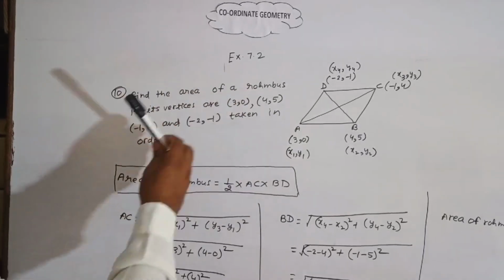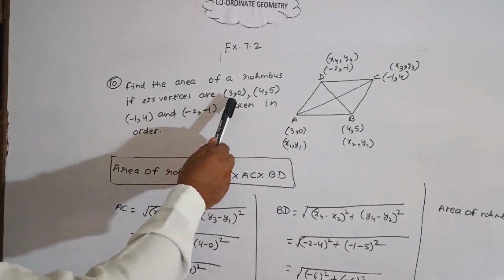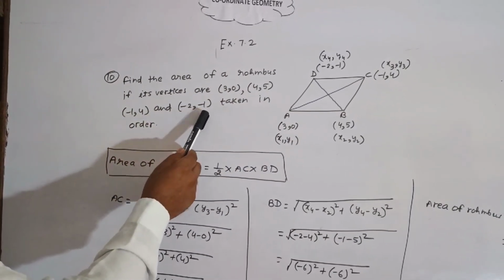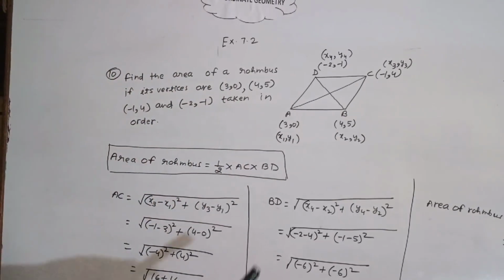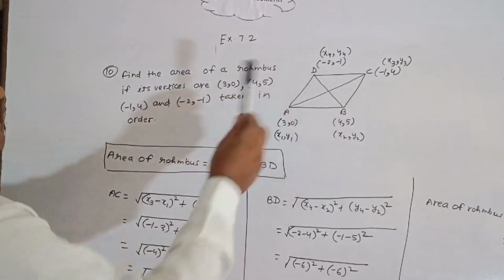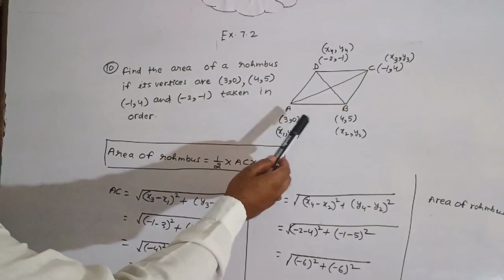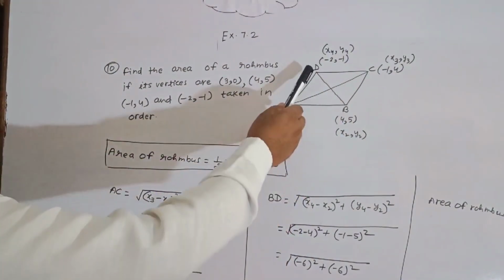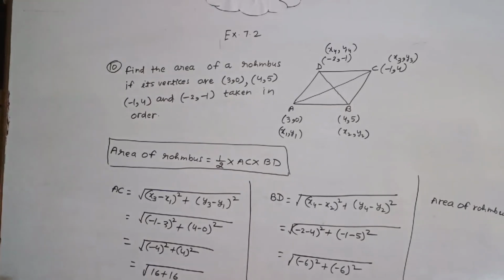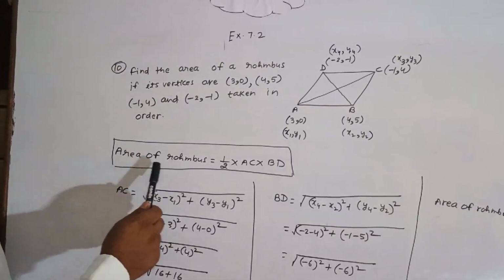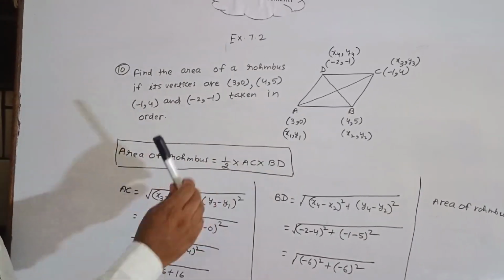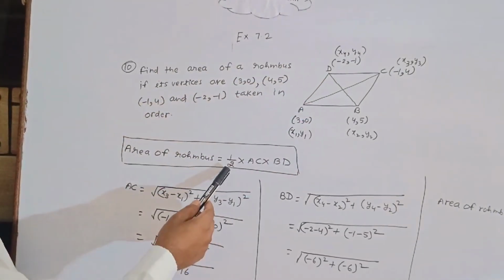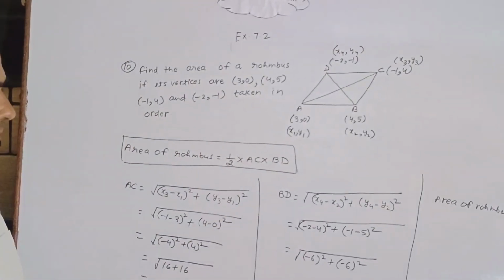Find the area of a rhombus if its vertices are 3 comma 0, 4 comma 5, minus 1 comma 4 and minus 2 comma minus 1 taken in order. Students, we are making a rhombus ABCD. Coordinates of A are 3 comma 0, B 4 comma 5, C minus 1 comma 4 and D minus 2 comma minus 1. Now we know very well the area of a rhombus is half the product of diagonals. The diagonals are AC and BD, so we write half AC into BD.